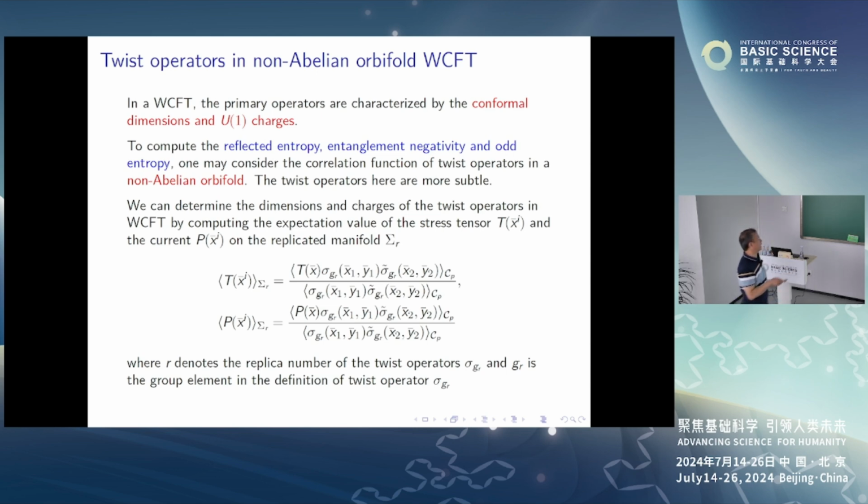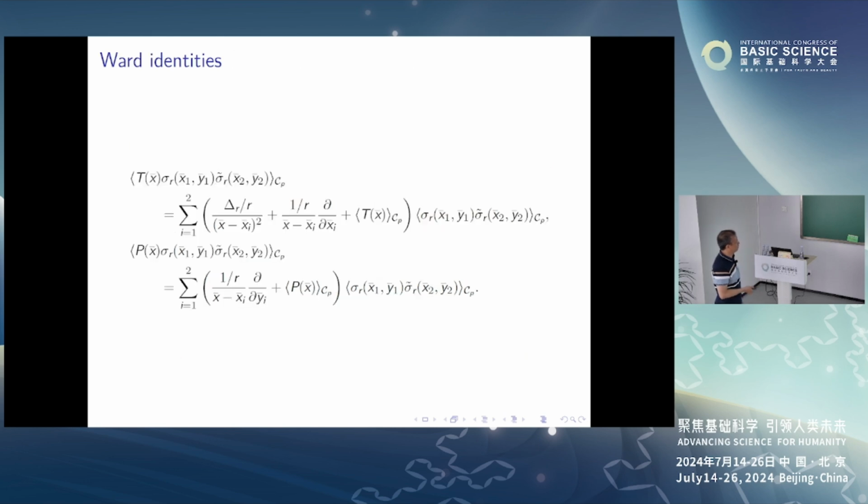On the right-hand side, one can use the Ward identity. This is a two-point function with the stress tensor, and it gives you some kind of Ward identity, but now on a trivial manifold, CP. With this Ward identity, comparing the two sides, one can read out the dimension and also the charge of the twist operator. So that's very similar, actually very similar to the case in Euro CFT.